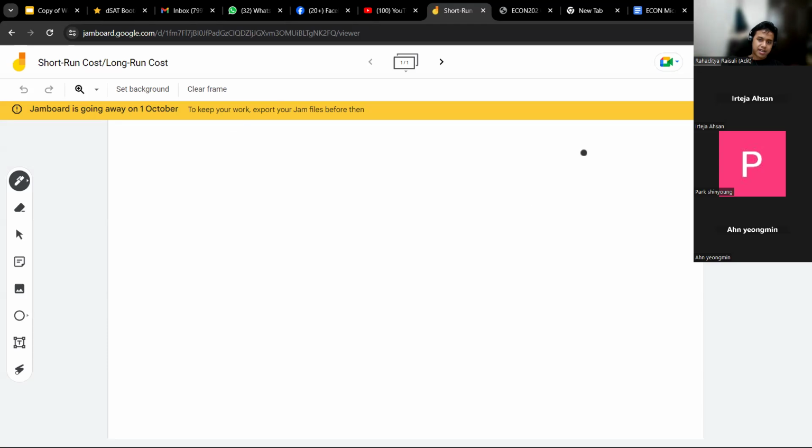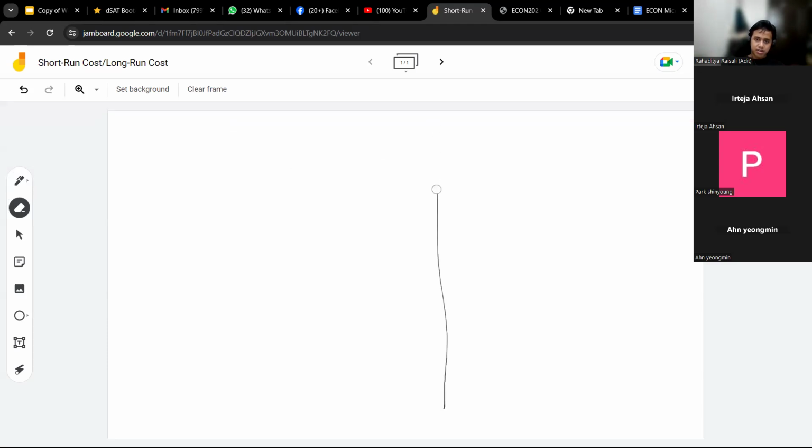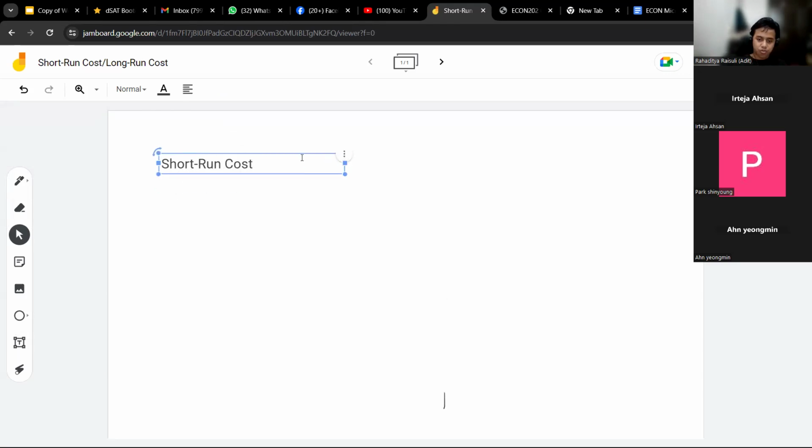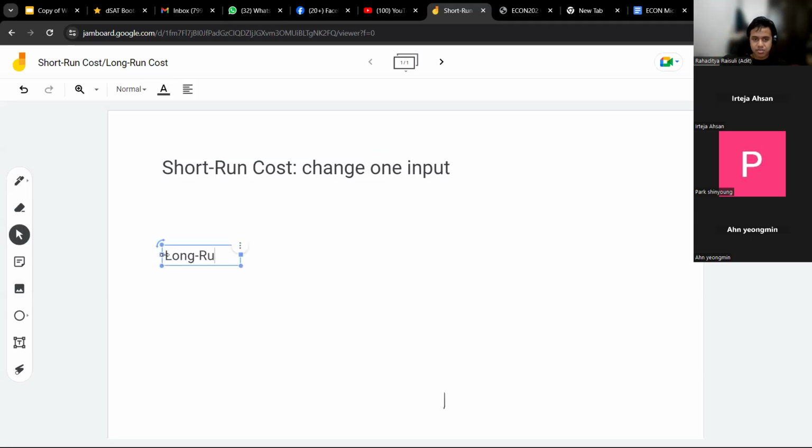Okay, so if we're looking at the videos that Miss Lim said, the main difference between short run cost and long run cost is that the short run cost is only for when you change one input. When I say change one input, I don't mean change the quantity of one. I mean change one type of input. Long run cost, on the other hand, is when you change multiple inputs. I'll show you an example of both.